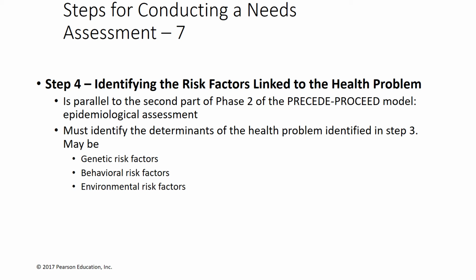Now, it goes on, talks about phase 2 of the PRECEDE-PROCEED model. They were talking about the epidemiological assessment. And here we're looking at risk factors in 3 forms: genetic risk factors, behavioral risk factors, and environmental risk factors. What I'll say about genetic risk factors: there is the possibility of genetic risk factors, but when you consider the scope of the health promotion discipline, we really don't get involved with genetic therapies.